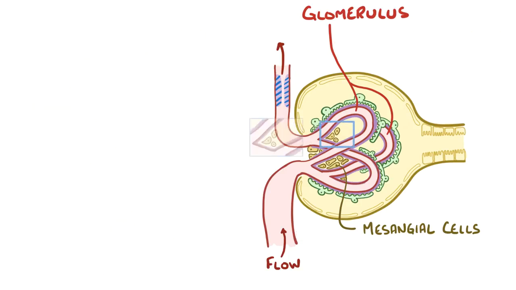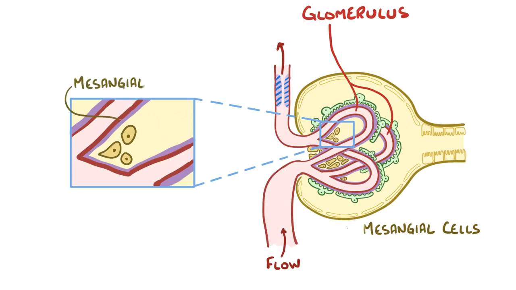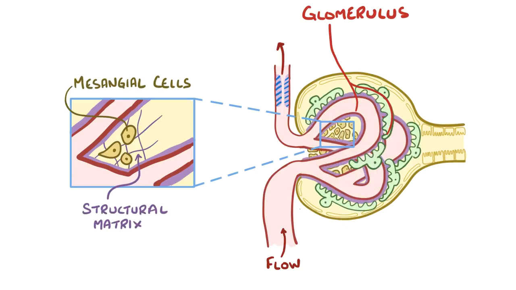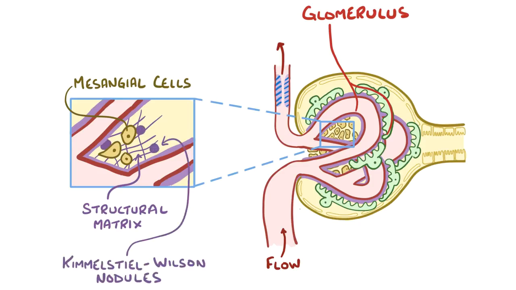In response to this high-pressure state, the supportive mesangial cells secrete more and more structural matrix, which expands the size of the glomerulus. This matrix deposition and mesangial expansion can happen uniformly, or it can result in little nodules within the mesangium, called Kimmel-Steele-Wilson nodules, which are tiny balls of protein.